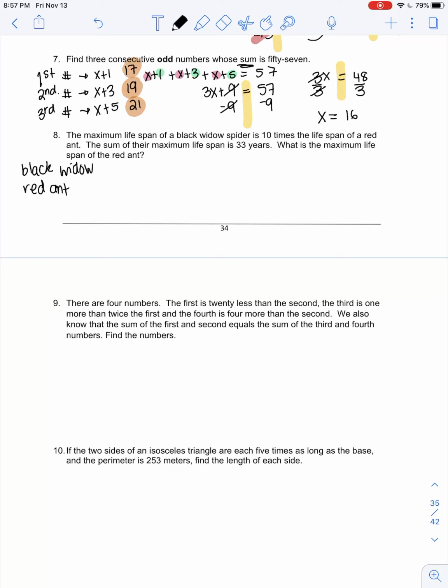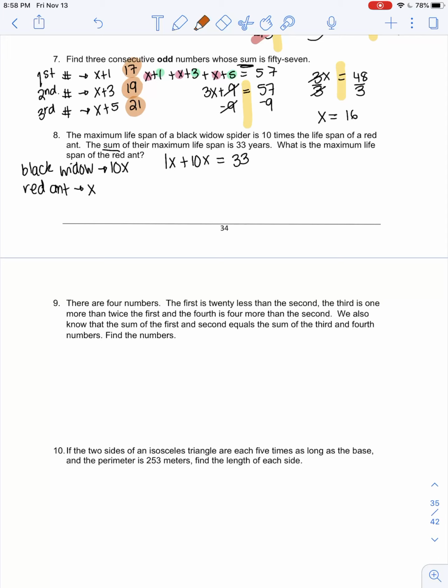Whatever the question is asking for is our variable of x. In this case, they want the lifespan of the red ant, so we're going to set our red ant to x. We know that the black widow spider lives 10 times the lifespan of the red ant, so that's 10 multiplied by x. The sum of their lifespans is 33. Sum means you add the two things together. So x plus 10x gives us 33.